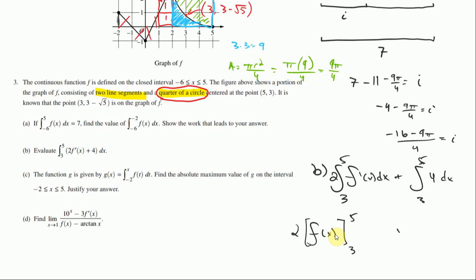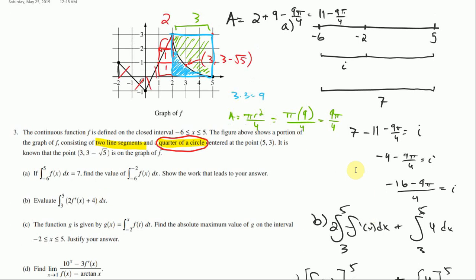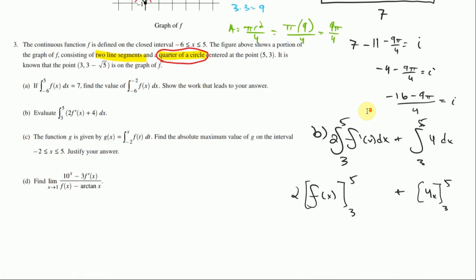And here we'll get just 4x, and the 4x is going from 3 to 5 as well. So, well, let's check out f of 5 and f of 3. F of 5 appears to be 0. F of 3 appears to be 3 minus rad 5, because they gave us that point. So we're going to get 2 times 0 minus 3 minus, does that say? Yeah, that said rad 5. Okay. Not 3 rad 5. Rad 5.